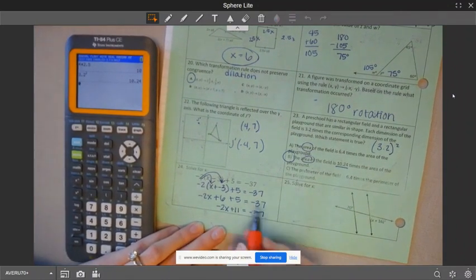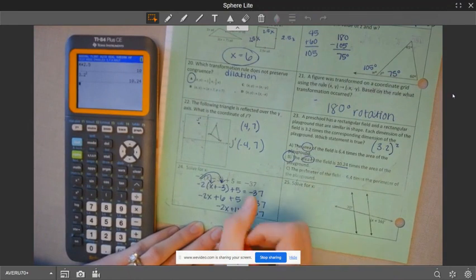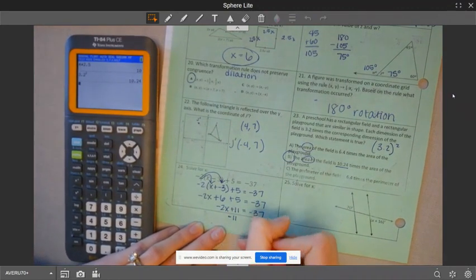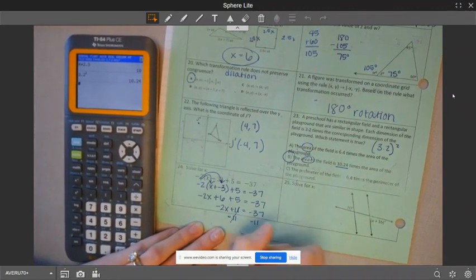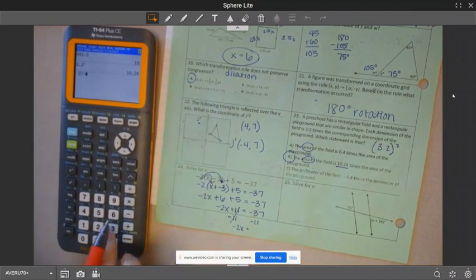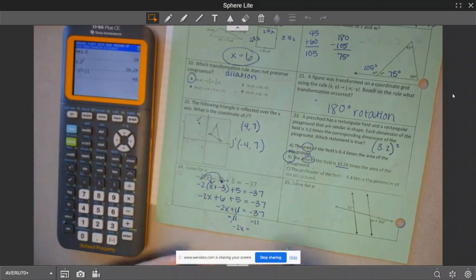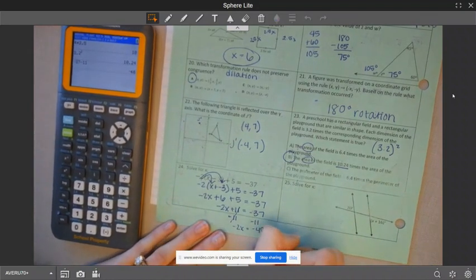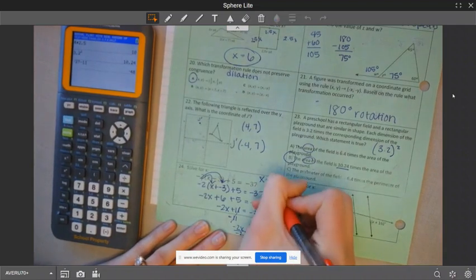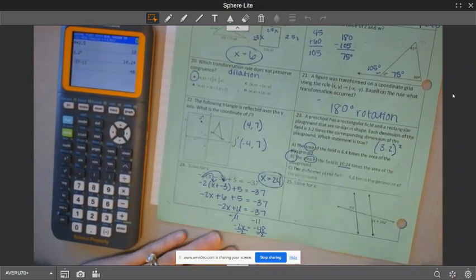There's nothing else I can combine. There's not a variable on this side, so I'm going to go straight to adding and subtracting. Subtract 11 from both sides. That goes away. I'm left with negative 2x is equal to, well, negative 37 minus 11 is negative 48. Divide both sides by negative 2. x is equal to 24.